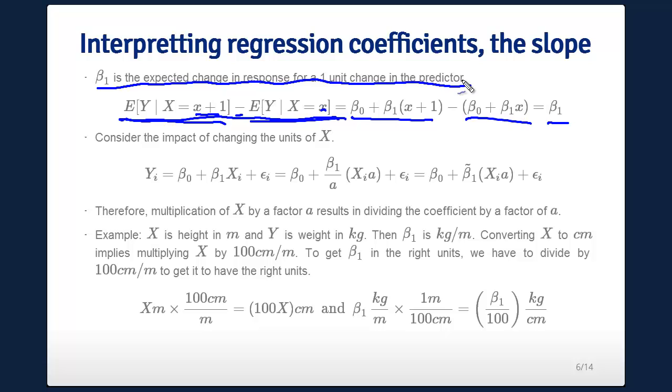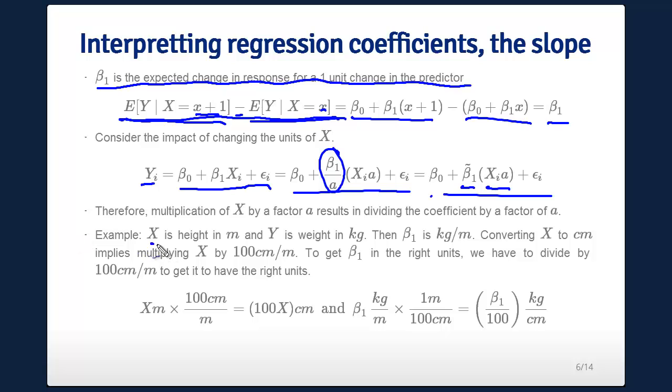What happens if we do some sort of unit change of x by some multiplication? We have y i equals beta naught plus beta 1 x i plus error, and then we multiply and divide by an a. Then we wind up with the same regression model, but now x times a as the predictor and beta 1 tilde as our slope, where beta 1 tilde is beta 1 divided by a. So multiplication of x by a factor of a results in dividing the coefficient by a factor of a. It's easy to get messed up in these calculations, but if you keep track of the units, then it's easy.